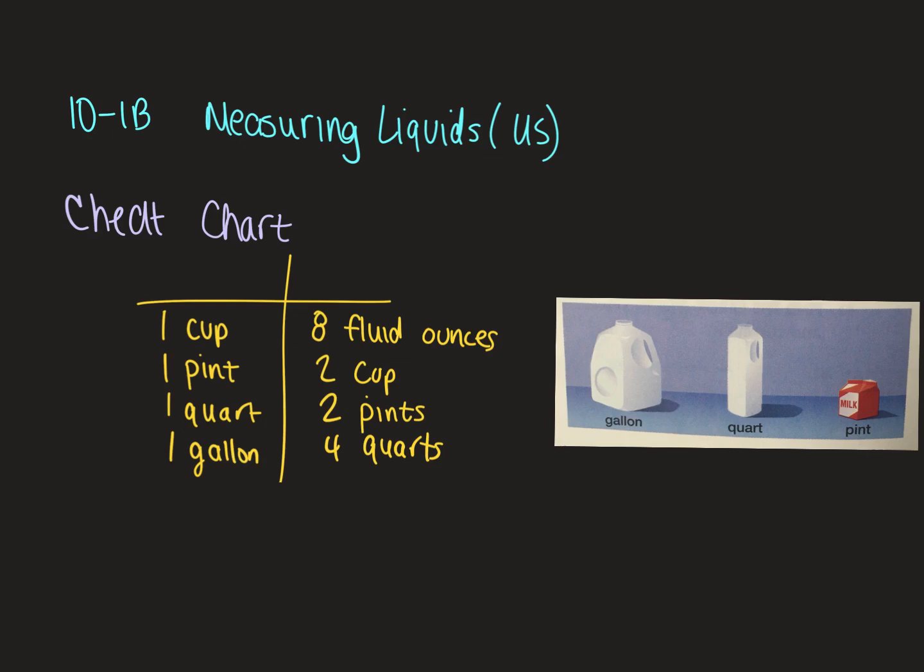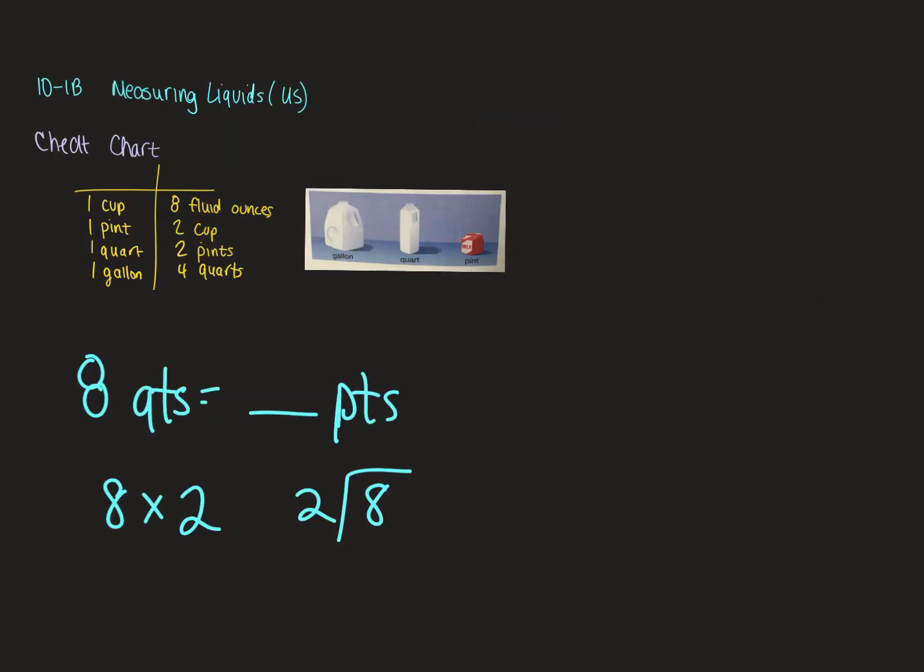You can either go straight to scratch work, or you can make 2 fractions again. So if we had 8 quarts and we're changing it into pints, we might get an answer of 16 because we're multiplying by 2, or we might get an answer of 4 because we're dividing by 2. How did I get 2? I looked at my cheat chart and 1 quart was 2 pints.